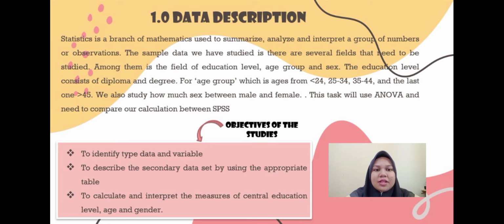Next is the objective. The objective of the study is to identify the type of data and variables, to describe the second data set by using the appropriate table, and the last one is to calculate and interpret the measures of central tendency for education level, age and gender.